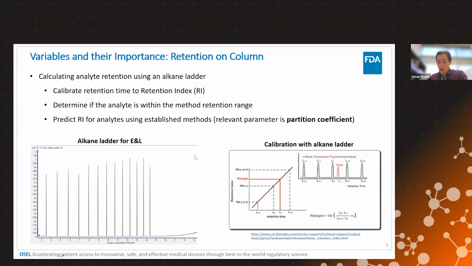One of the variables, the first variable selected in our ongoing work, as I mentioned in the previous slide, is retention on column. And if an analyte is within a particular method retention range, a very common technique to determine actual instrument performance is using an alkane ladder, as you could see from the figure on the bottom left.